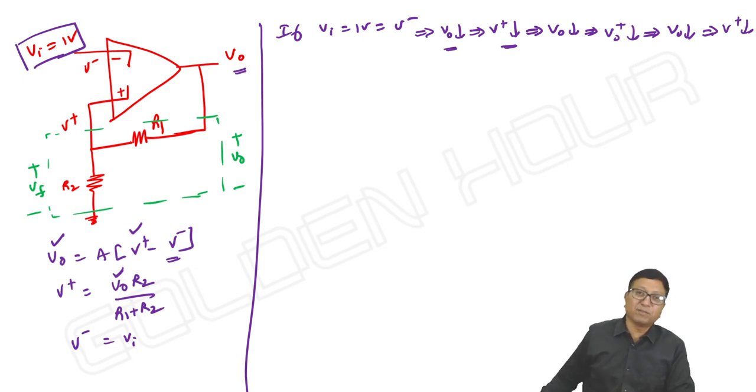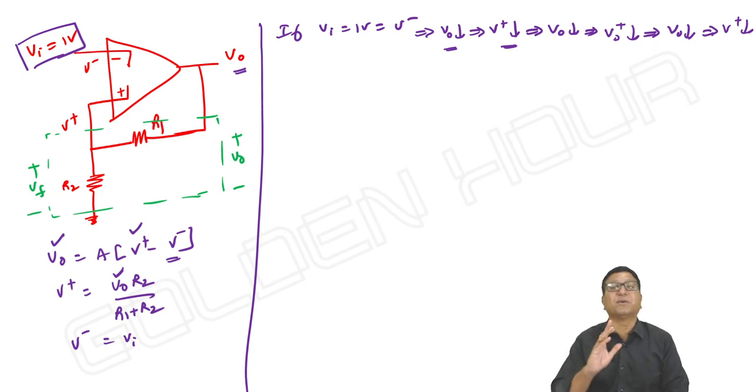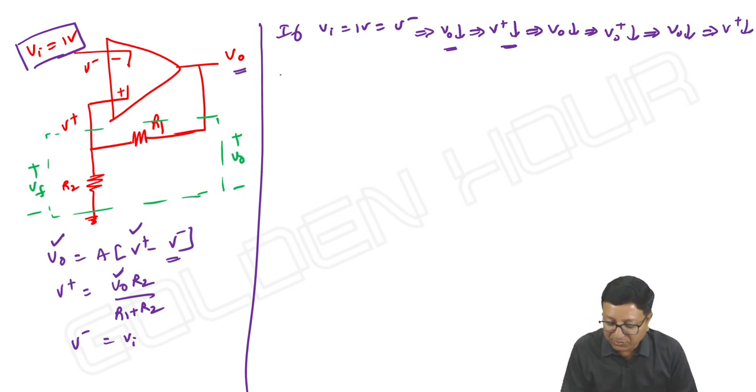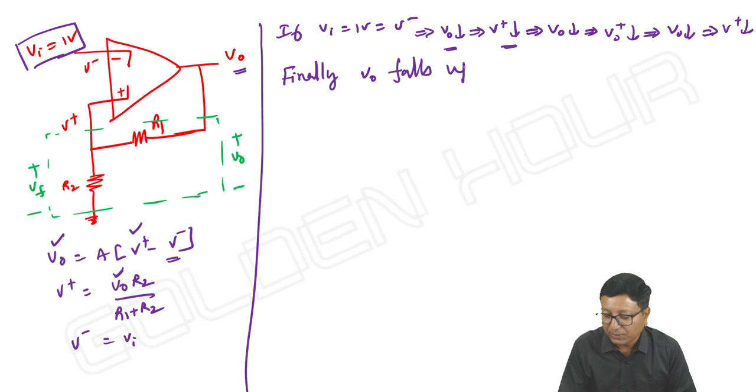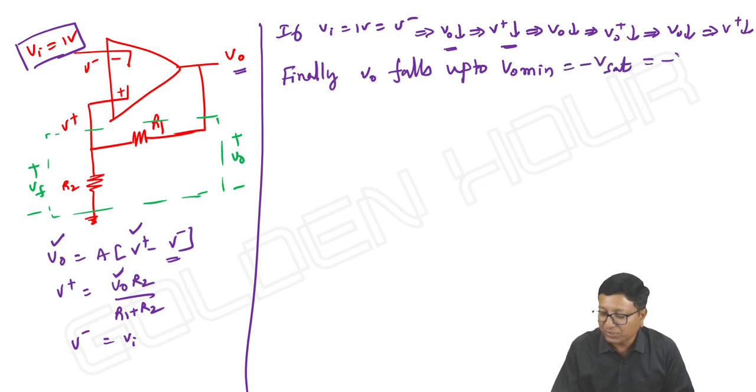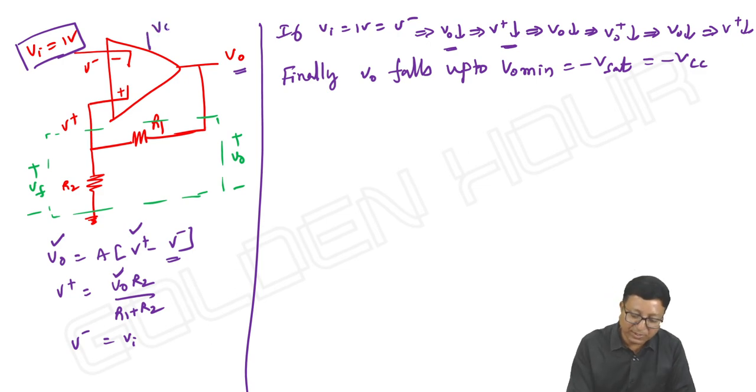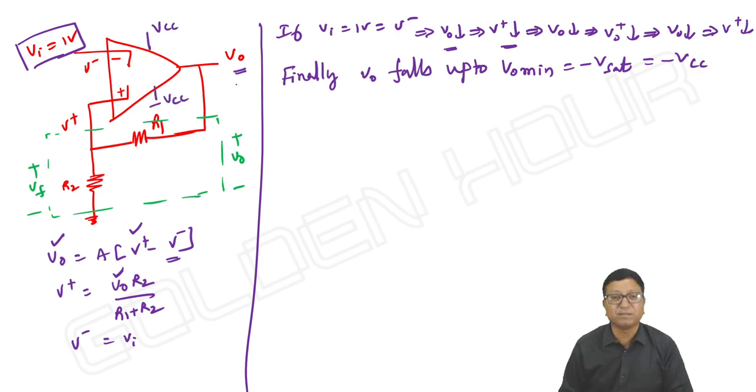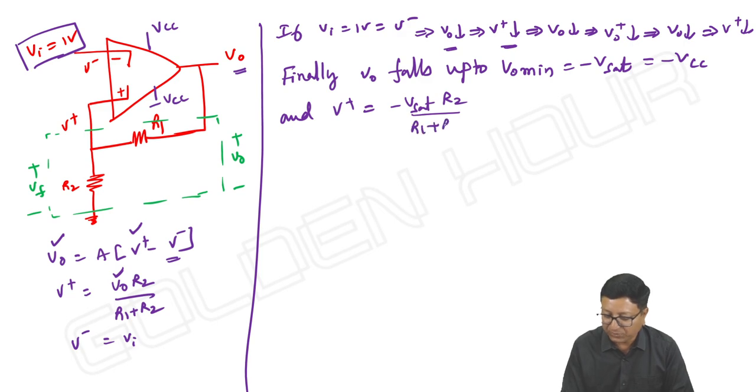So, is it possible for them to keep on decreasing and go up to minus infinity? No. And to what level can the output fall? Finally, V output falls up to V output minimum. It keeps on decreasing and falls up to its minimum. That is nothing but minus V saturation or minus VCC if you look at the power supplies of this operational amplifier. And V plus is minus V saturation into R2 by R1 plus R2. That's to that level V plus will fall down.